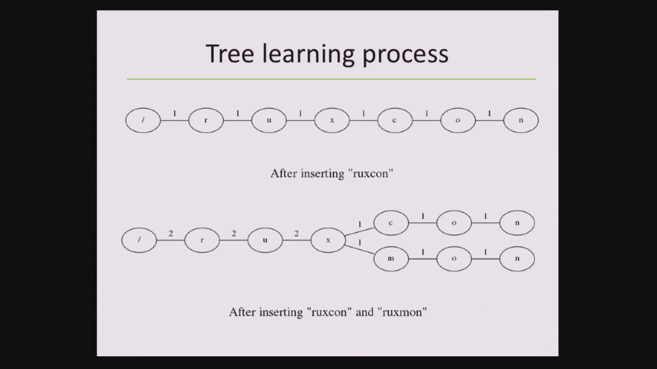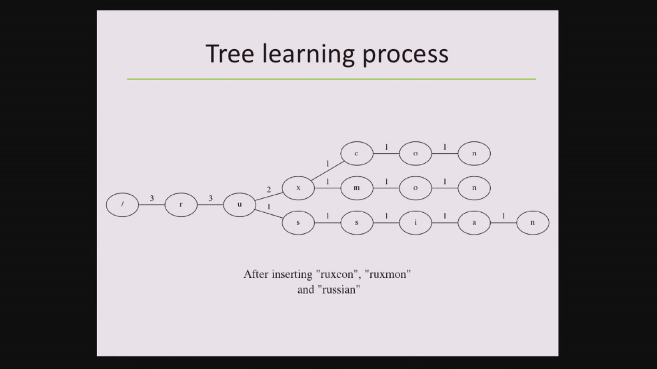So when you're learning, you say, first I have an empty tree, and I'm inserting Ruxcon. So Ruxcon, and each probability is going to be 1. After, I'm going to insert Ruxmon, and here it splits the tree, and I'm as likely to get a C and an M. I keep doing it. I insert Russian, AUX, so I've got 2 chances to get an X and only 1 chance to get an S. And that way, using thousands and thousands of words, I can build my tree, and when I try to retrieve information, I can guess the next bit of information.